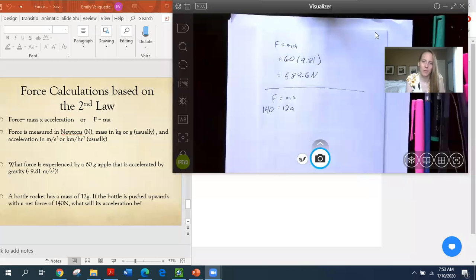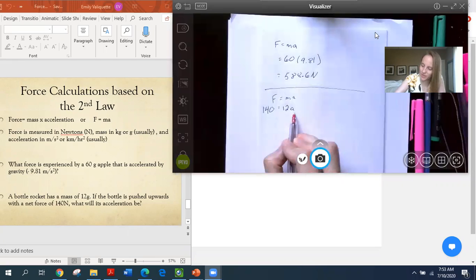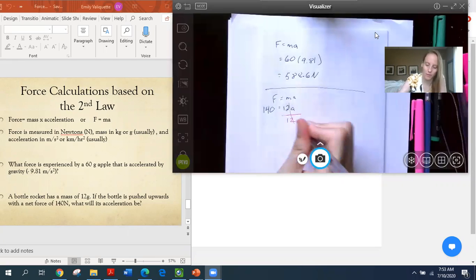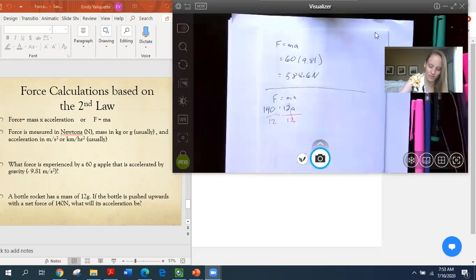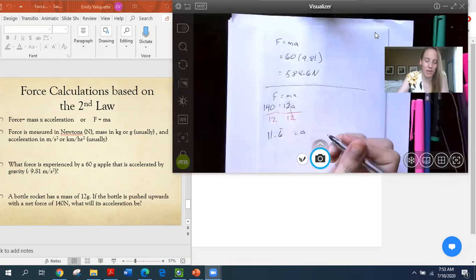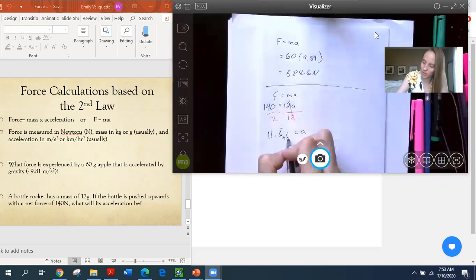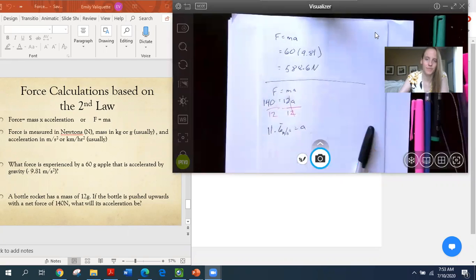Okay, so this time I plugged in the force of 140 newtons and my mass of 12 grams. I'm solving for A. So in order to get the 12 away from it, I need to divide by 12. What I do to one side, I must also do to the other. And that leaves me with 11.6 repeating as my acceleration. And my units would be in meters per second squared.